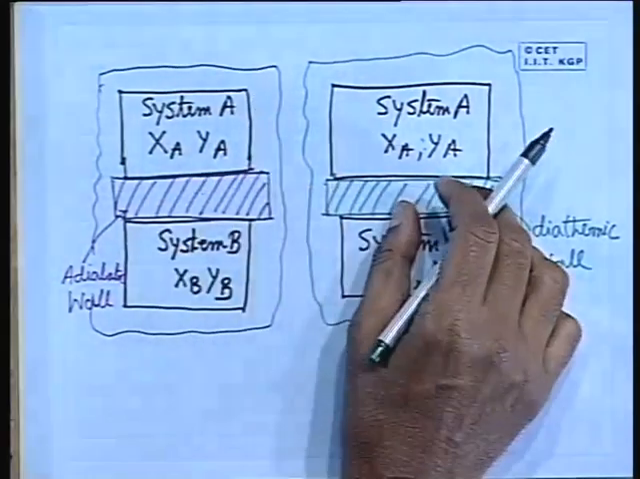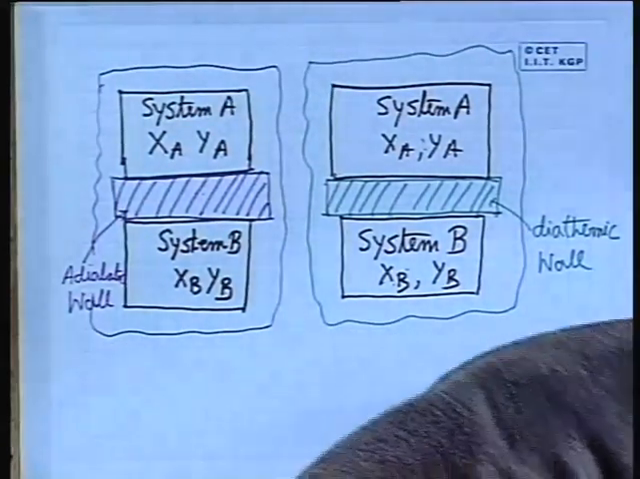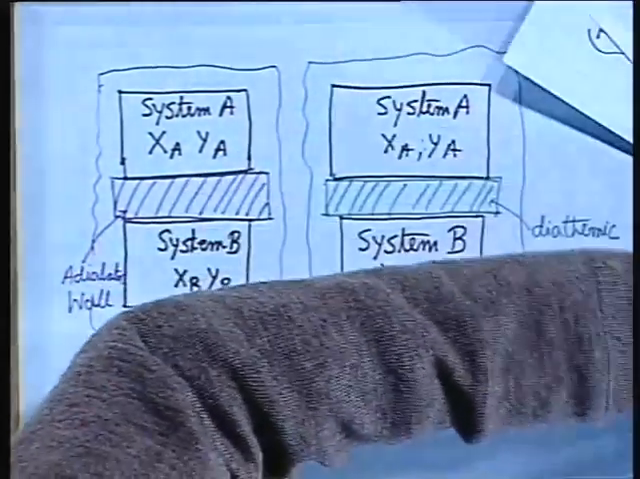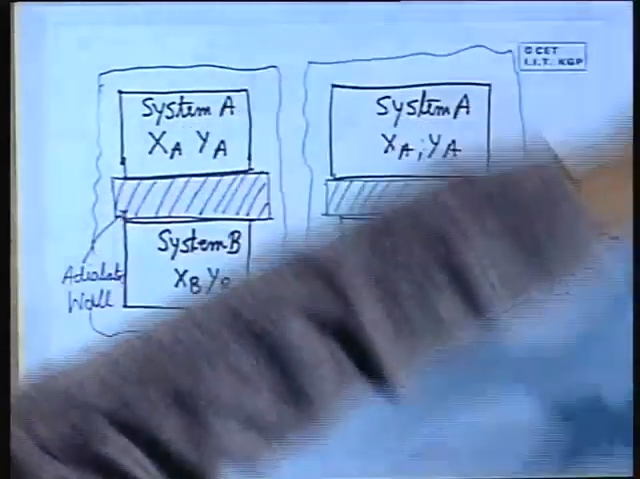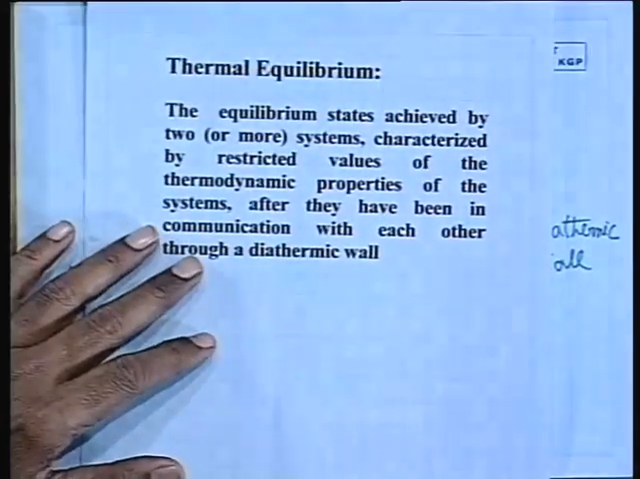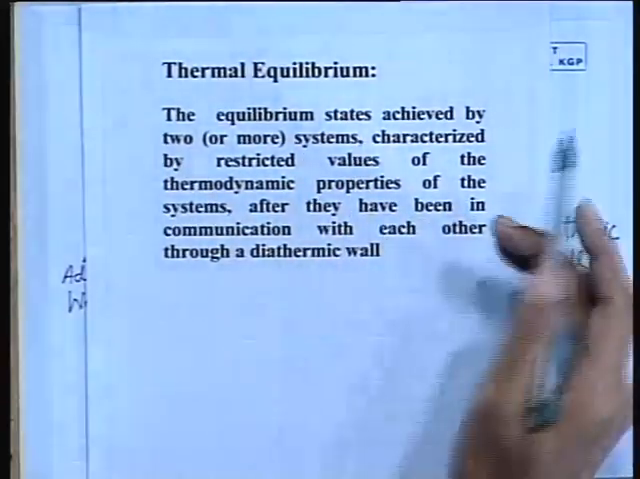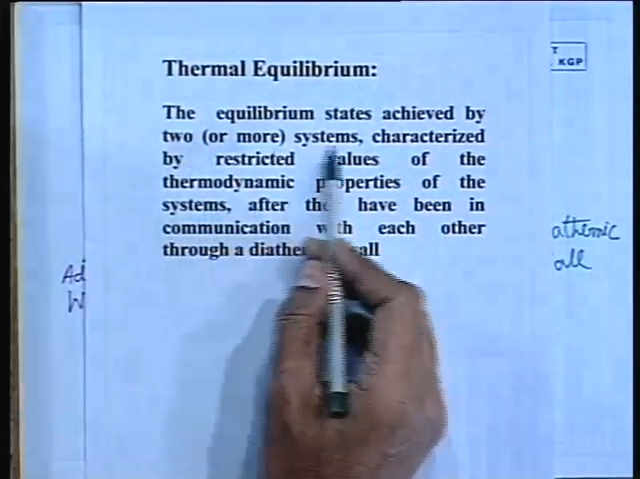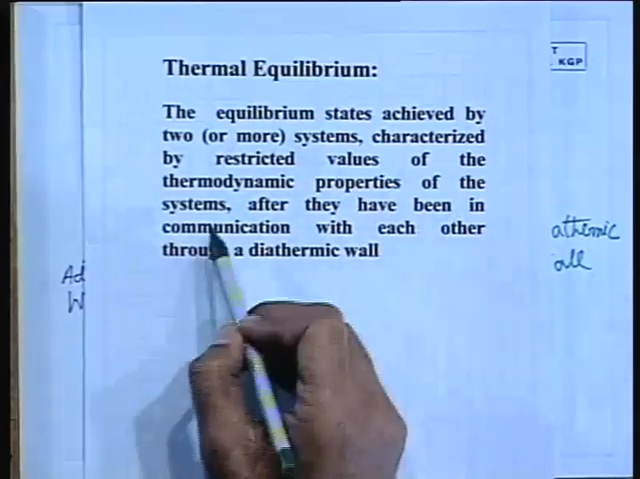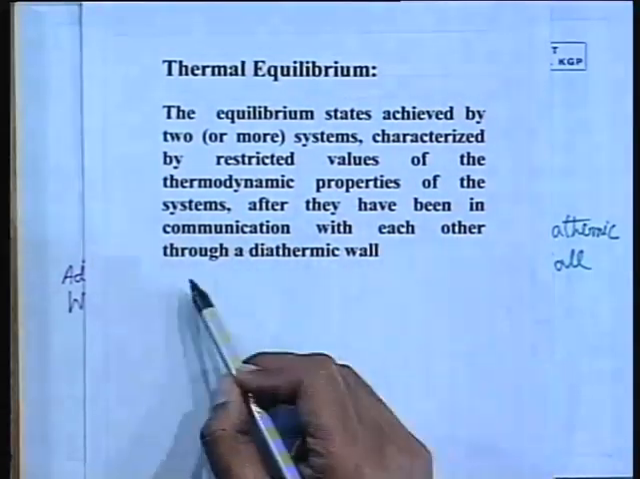This is the classical concept of thermal equilibrium. So that means this gives rise to the definition of thermal equilibrium, which can be written now this way. This is the original definition in the classical physics or thermodynamics, that thermal equilibrium, the equilibrium state, is the concept achieved by two or more systems characterized by restricted values of the thermodynamic properties of the systems after they have been in communication with each other through a diathermic wall.